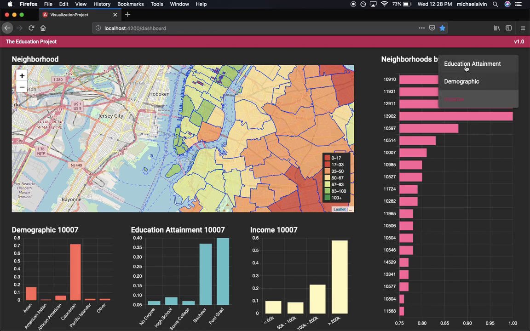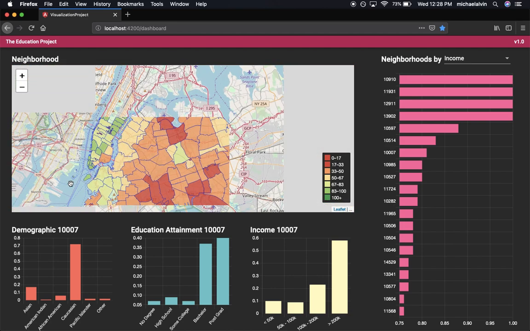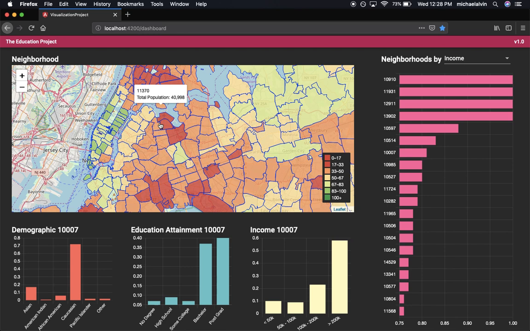And I think I've learned a lot about education attainment, specifically three things from the dashboard. One is that we can see where the more or less educated neighborhoods are in the city, and we can also see how education attainment affects income level and demographic level.